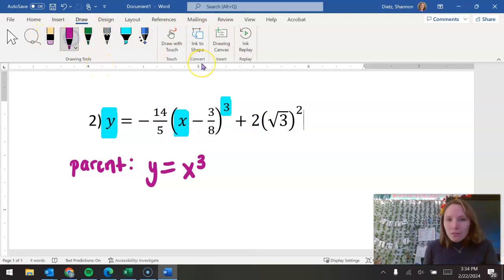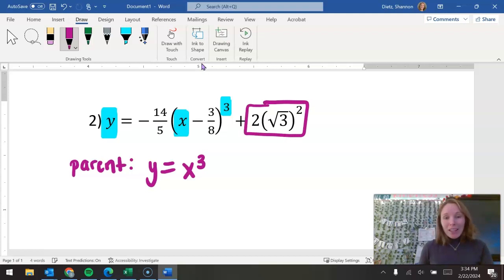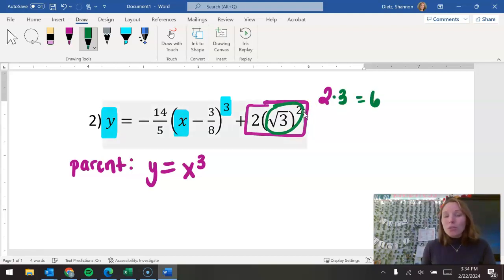First off, this is making it look more complicated than it actually is. Used to have that 2 out in front. Now the square root of 3 squared, this little relationship here is special because the squared, that exponent, and the square root cancel each other out. So really all you're looking at is 2 times 3, which we know is equal to 6.